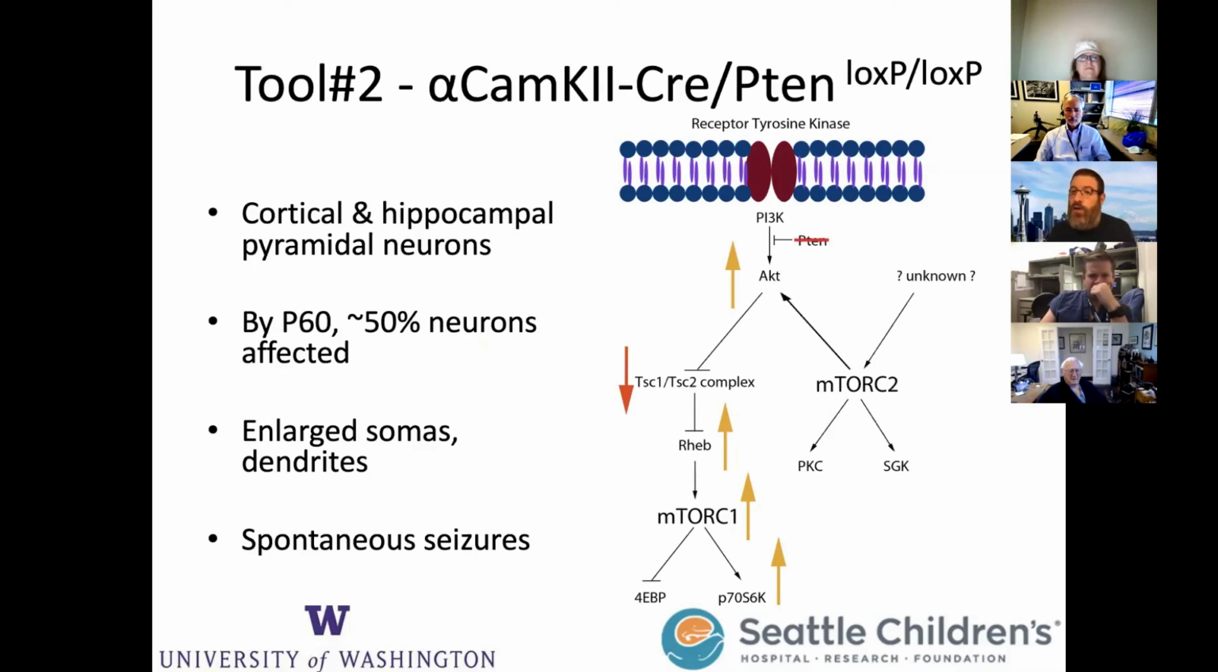So you lose PTEN, mTOR levels go through the roof, and then histopathologically, they have bizarre large cells. All these animals seize spontaneously. And by about 60 days of life, about half the neurons in the forebrain, hippocampus, frontal lobe, etc., are affected. They lose PTEN, they overexpress mTOR, and they have this phenotype. So the way I would think about the PTEN conditional deletion is that it is our opposite of rapamycin. Rapamycin shuts down mTOR. PTEN deletion overactivates mTOR.